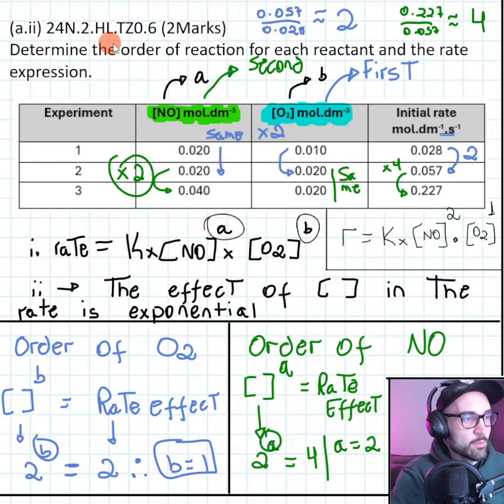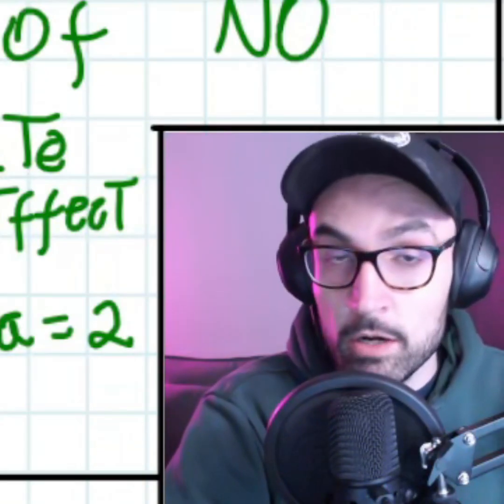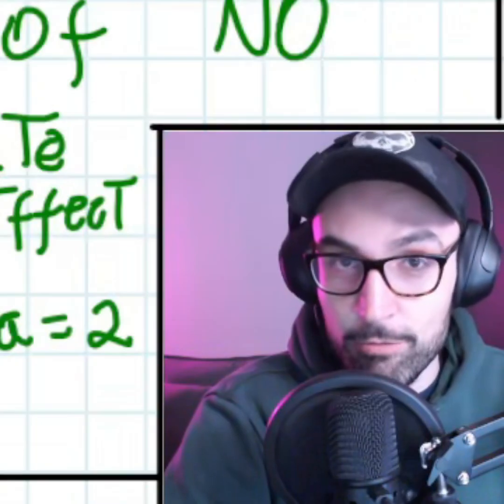Let's go. Determine the order of reaction for each reactant and the rate expression. So I'm going to teach you how to calculate it using a data table with experimental data. The first thing you have to know is that the rate is always equal to a constant that you're going to call K times the concentration of all the reactants, in this case 2 reactants, to the power of their orders. Then you might ask me, Mister, what is an order? Good question, my child. Stay with me and I'll teach you.